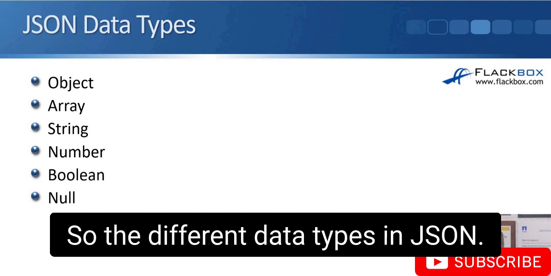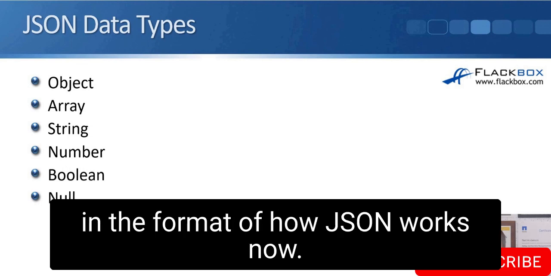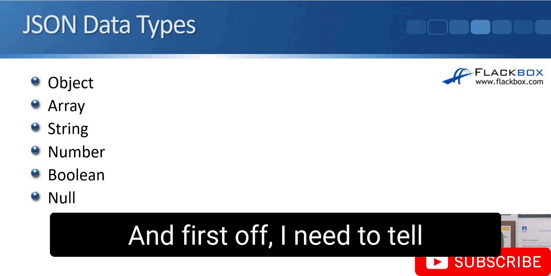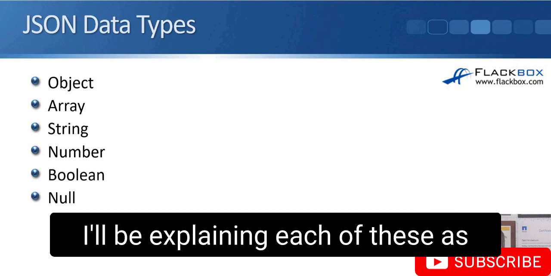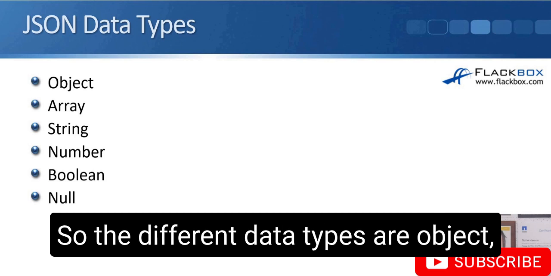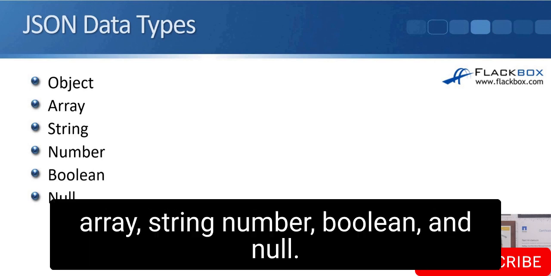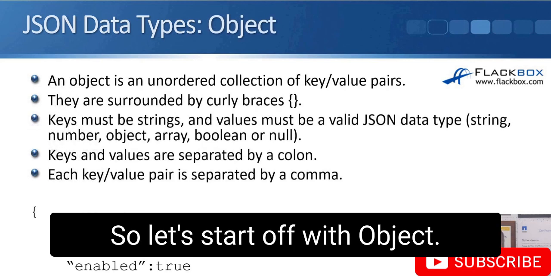So the different data types in JSON. I'm going to break down the syntax and the format of how JSON works now. And first off, I need to tell you what the different data types are. I'll be explaining each of these as we go through the following slides. So the different data types are object, array, string, number, boolean, and null. So let's start off with object.